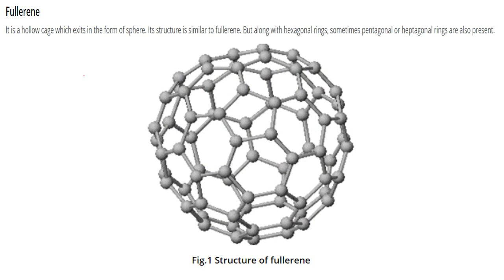Fullerene, it's a hollow cage. You can see that it's a hollow cage structure, in the form of a sphere, and the structure is similar to graphite, but here we have a pentagon and here we have a hexagon with 6 edges. Along with these hexagonal rings, you will see pentagonal and heptagonal rings also there.